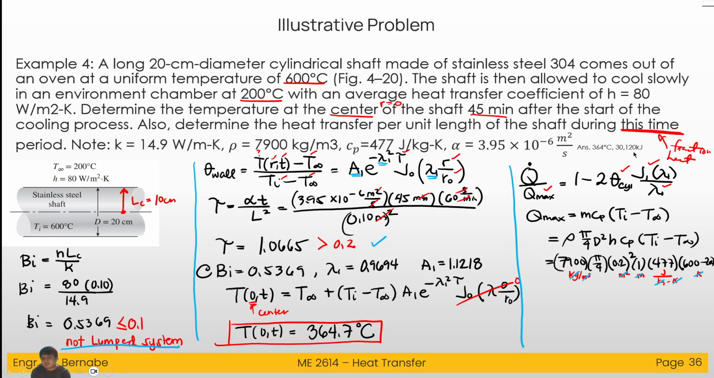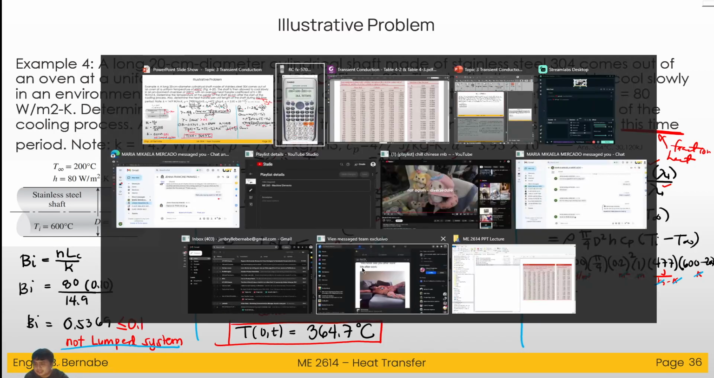So I guess we can just find, oh, I forgot about this. The formula should be in Q only, not in power. It's in energy format. But anyways, so this should be in Q over Q max. Therefore, we can solve for the Q max.